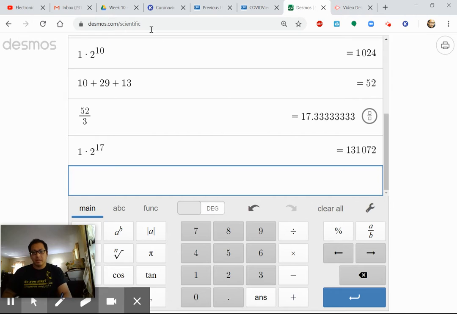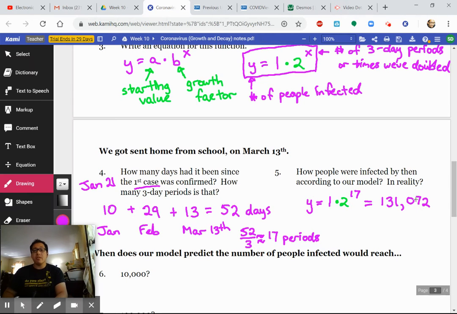72, right? Yeah. 131,072 people, according to our simplistic model of doubling every 3 days. In reality, how many people had been infected by then?